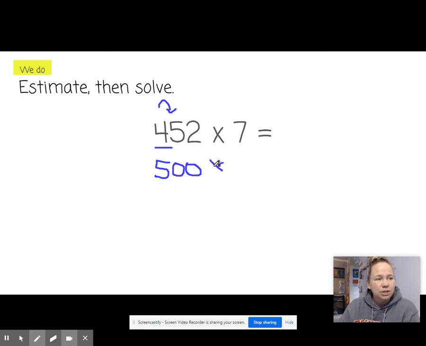Right. And let's multiply that by 7 equals, well, 5 times 7 is 35. Good. But it's not a 5, it's 500. So we need to add those zeros for the 100. So our answer here, 452 times 7 is close to 3,500.